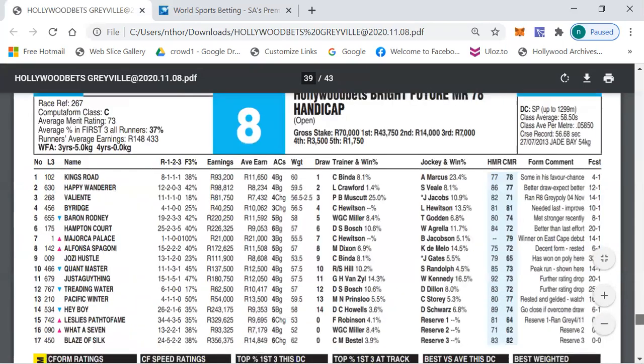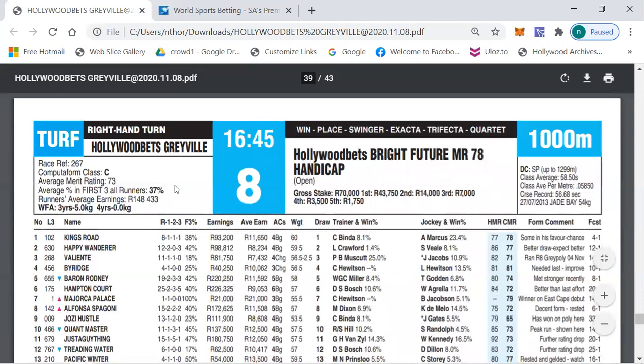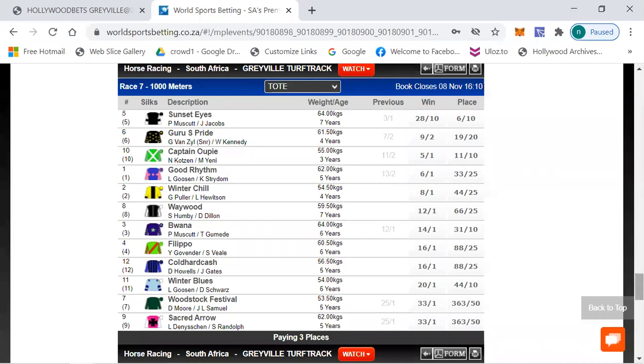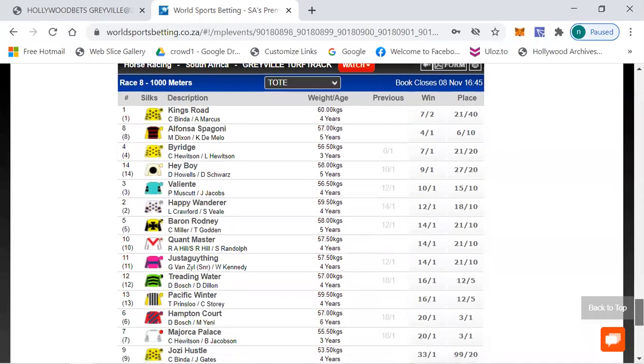Race 8 is a 78 handicap, Class C, average rating 73. And here the betting is as follows. Number 1, Kings Road 7-2. Alfonso Spagnum 4-1. Bybridge 7-1. Hayboy 9-1. Valiente 10-1. Happy Wonder 12-1. Baron Rooney 14-1. Quant Master 14-1. Just a Guy Pink 14-1. And 16-1 and longer the rest.